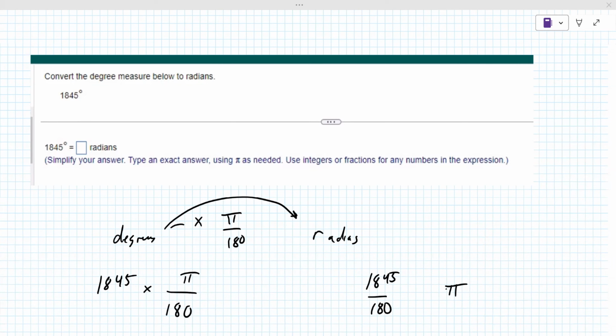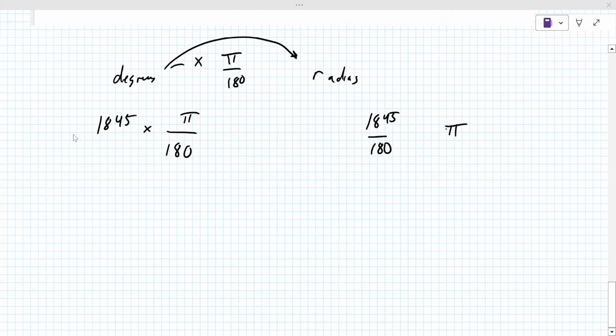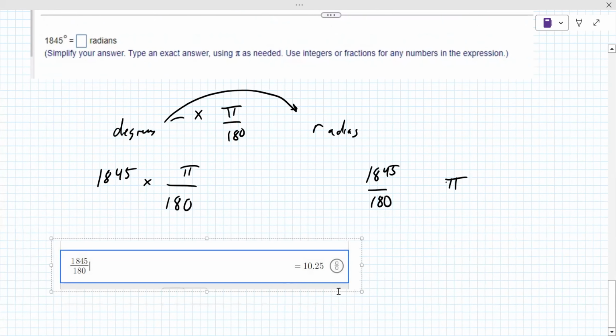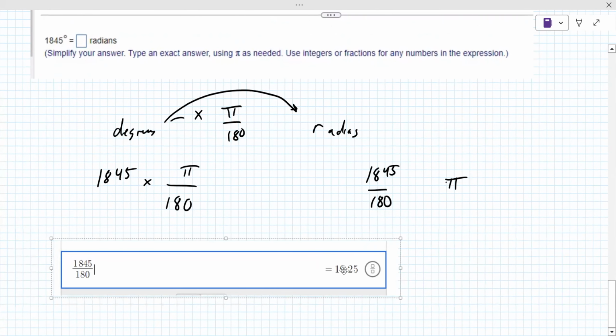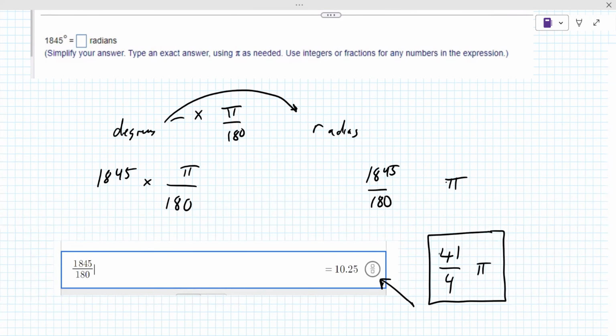If you enter that in the calculator, you get that, but see how it's not a fraction, it's a decimal. You have to hit this button over here and it will convert it to a fraction. When you do that, you get 41 over 4 times pi, and that's your final answer. So the final answer is 41 over 4 pi.